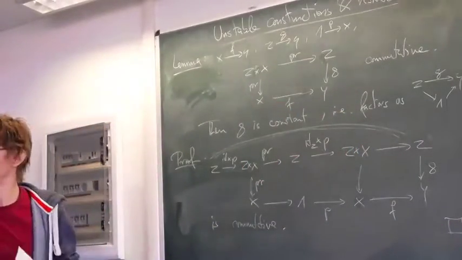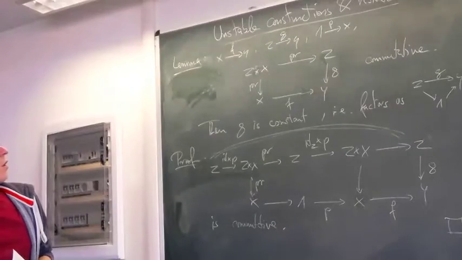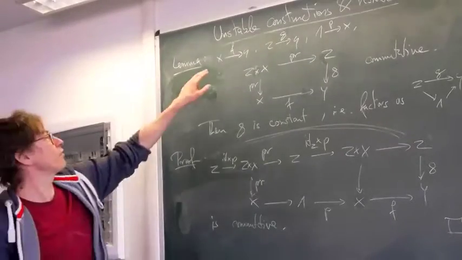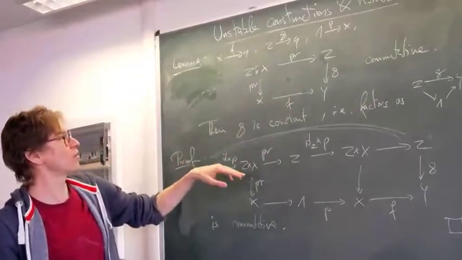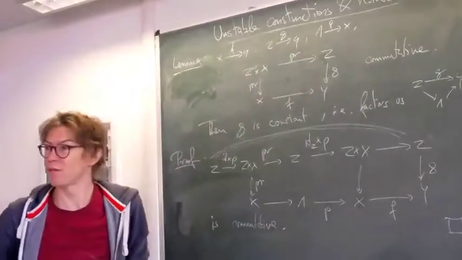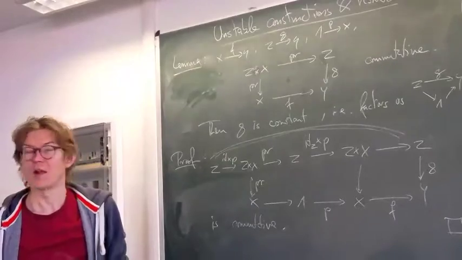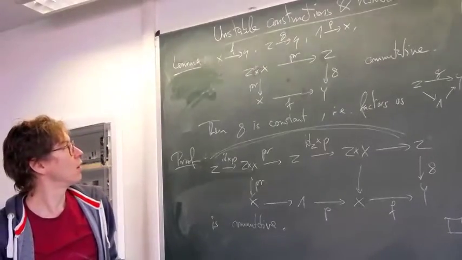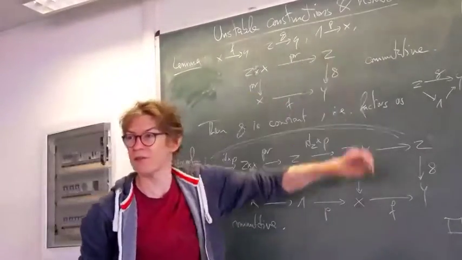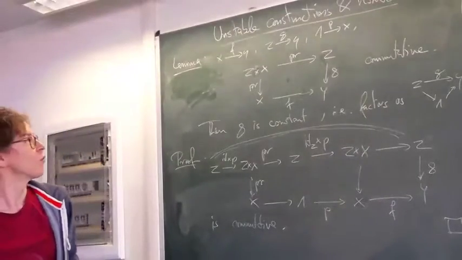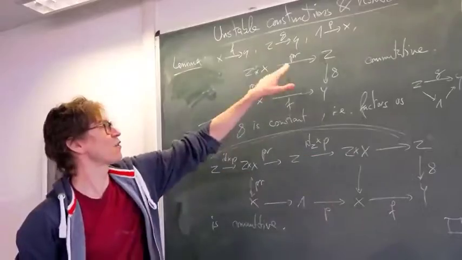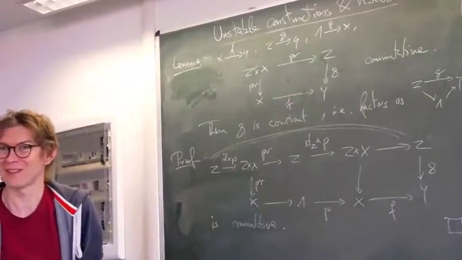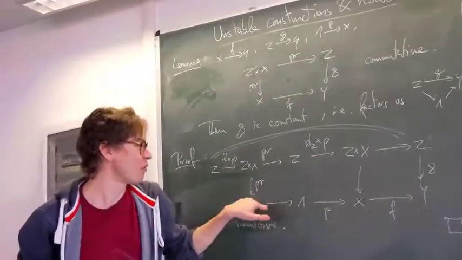What is the condition 1 to X? Given three morphisms and a commutative diagram like this, I conclude that the map G is constant. But what is 1 to X? It's the map from the terminal object to X. I just need some point. It doesn't even occur here, that's maybe what's confusing. But I have to be able to map through this.